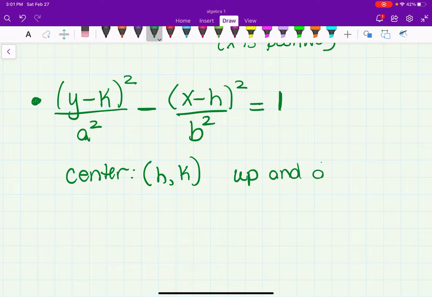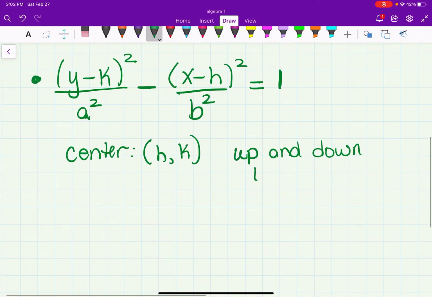It opens up and down because y is positive this time. So if y is positive, it's up, down. If x is positive, it's left, right. And so that's what it says there. If the x term is first, the hyperbola opens right, left. If the y squared term is first, the hyperbola opens up, down.